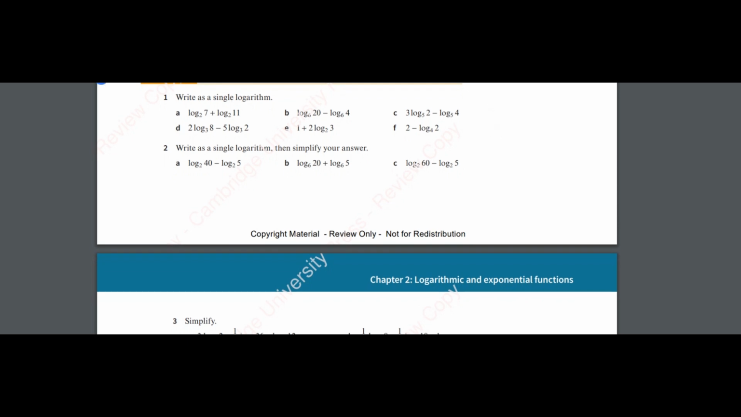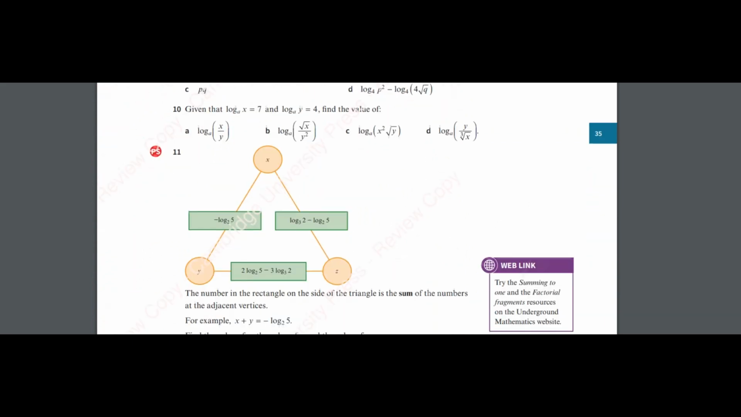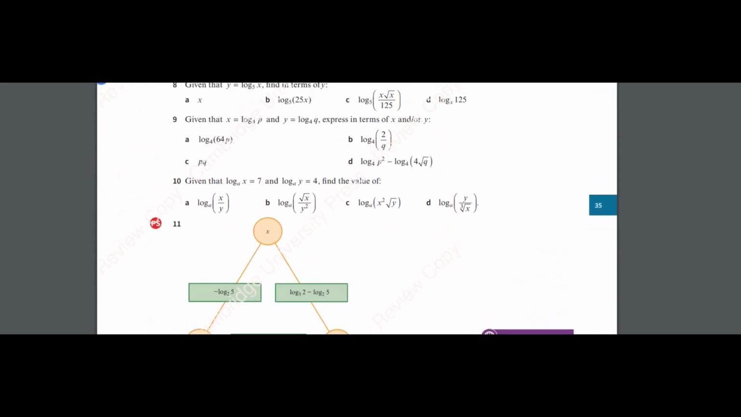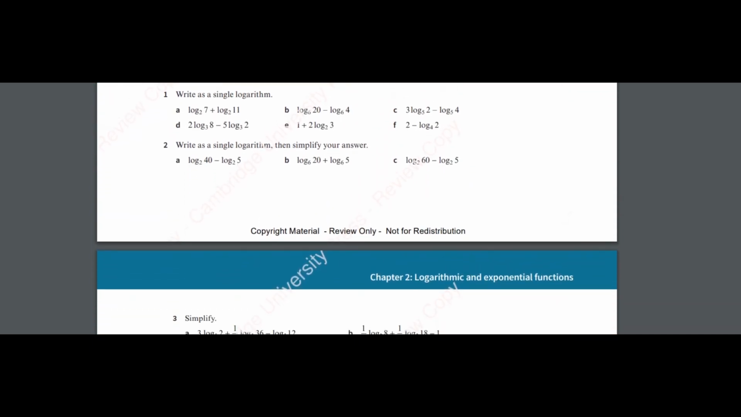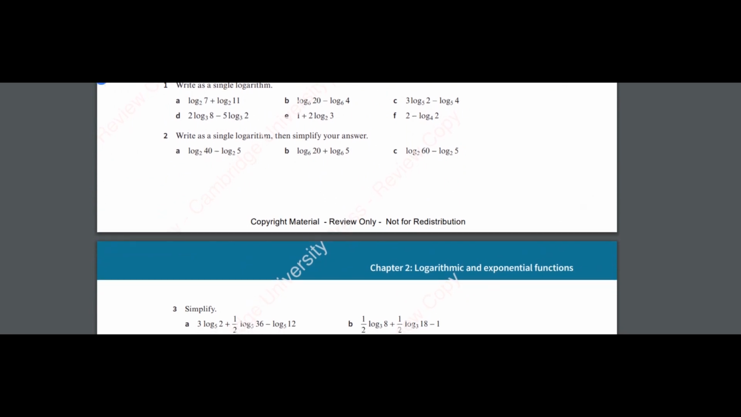These questions say, write as a single logarithm: do question 3, question 9, question 11 up to 11. So you can pause the video and give it a shot. Try it out, let's see how far you can go with this question. But if you cannot do it, come, let's revise together.